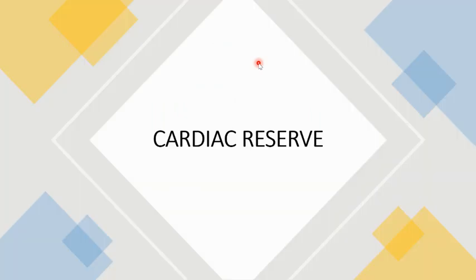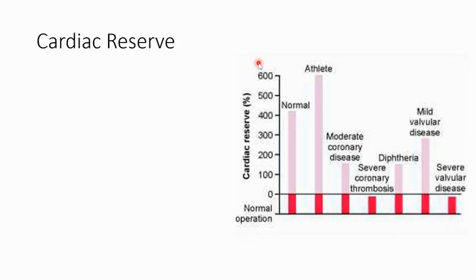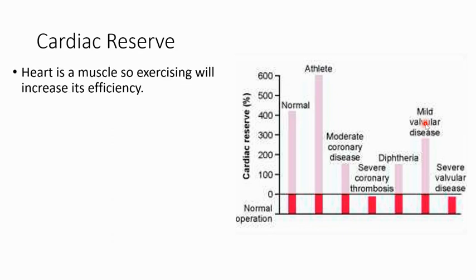Okay, so now let's take a look at cardiac reserve. So here's just a chart right here. It shows cardiac reserve, and it has various diseases. So you have normal, you have an athlete, a very healthy individual, and then you have these sample diseases here and how it affects cardiac reserve.